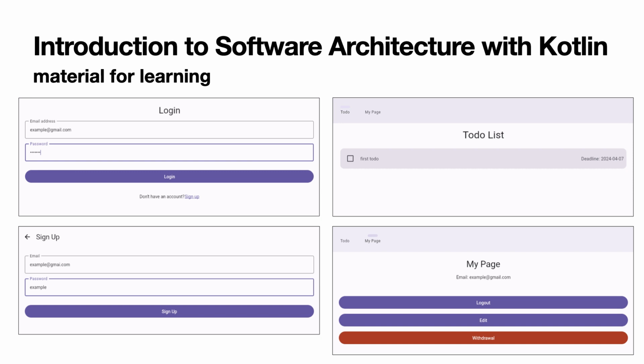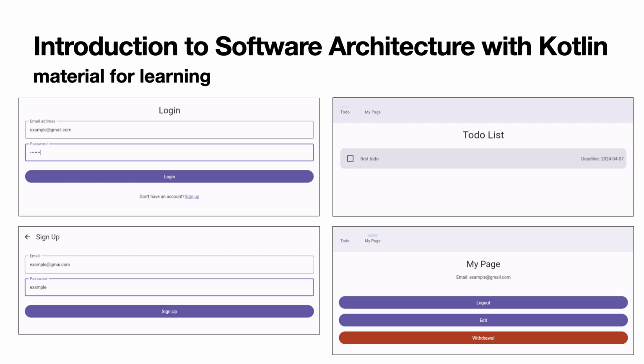Initially, you'll see the login screen. From there, you can navigate to the sign-in screen to create a new account. Upon successful login, you'll transition to the Todo list. Clicking on a Todo will take you to its detailed view.